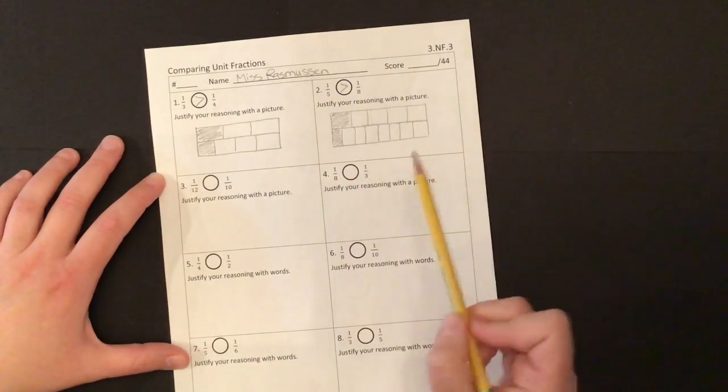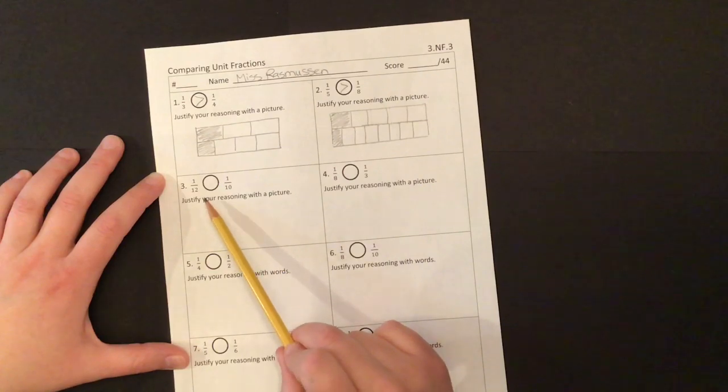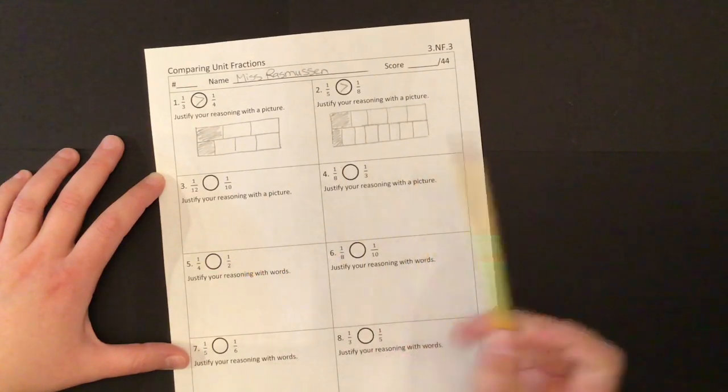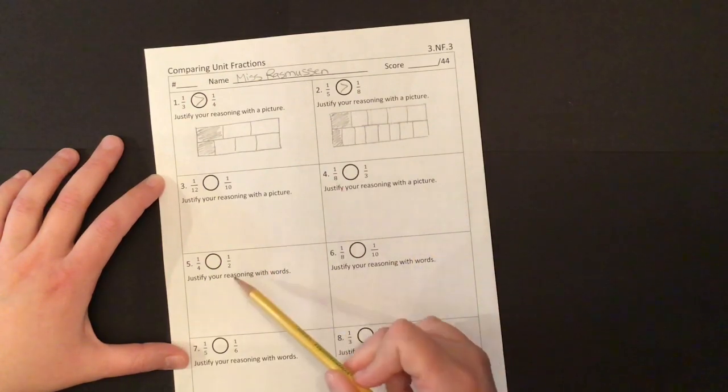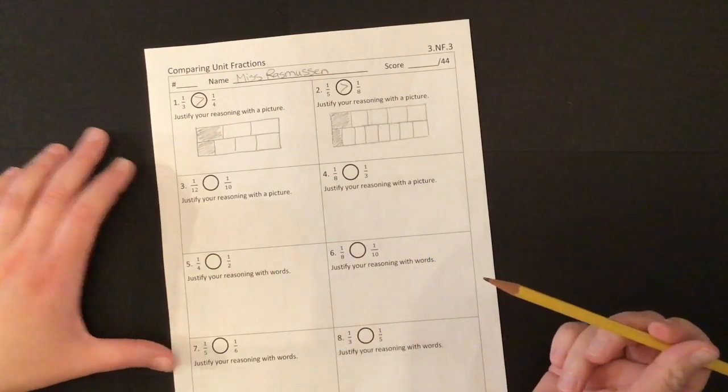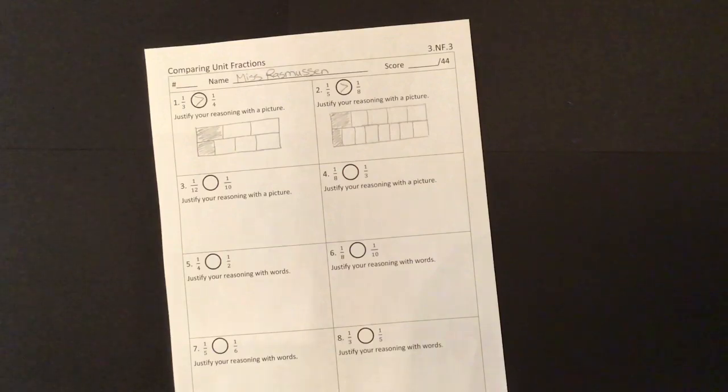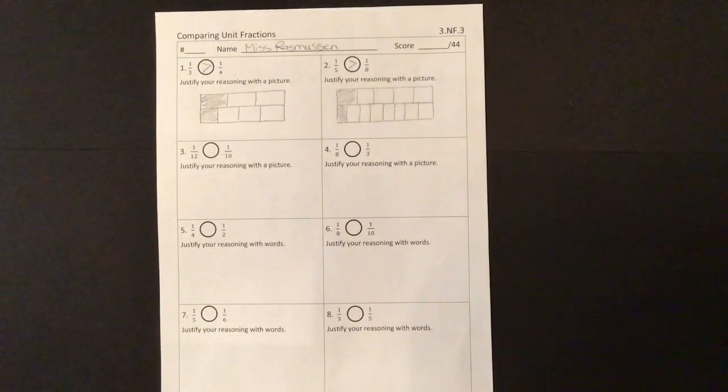All right, go ahead and pause the video and do number 3 and number 4 on your own. And after number 4, you can start the video again and I'll talk to you about how to do number 5. So let's start with number 5, 1/4 compared to 1/2. And then justify your reasoning with words.